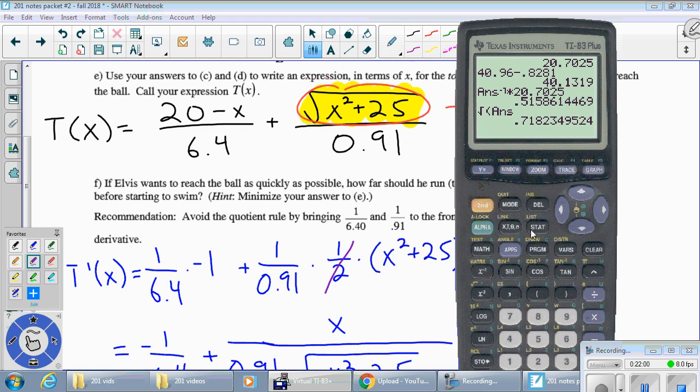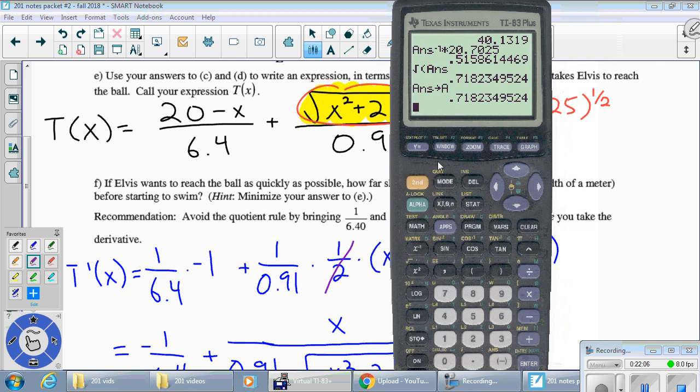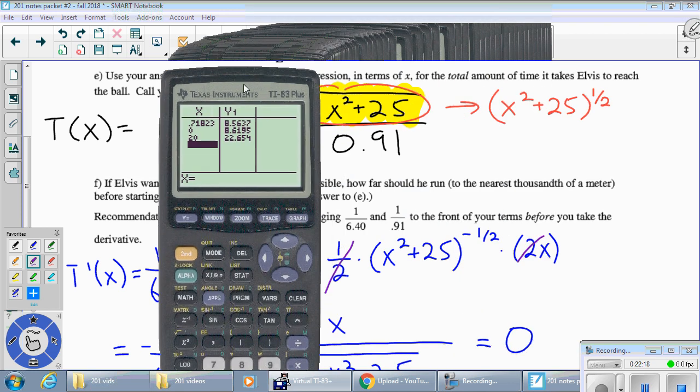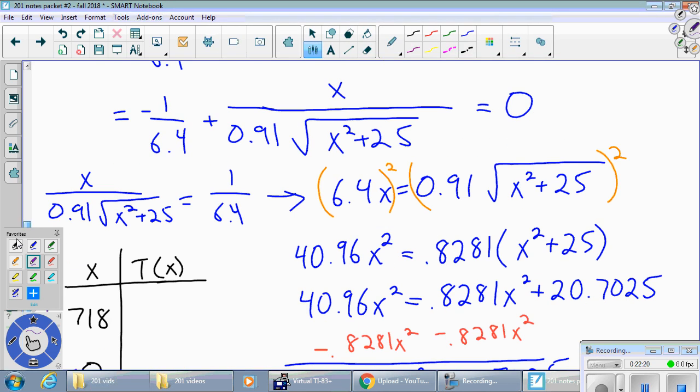Let's come over here and store this number right here. So I will store this as A, just so I don't have to retype it, and also so I can get the most accurate answer possible right here. So I just type alpha A, and it says, oh, 0.718 and change, you bet. 0 there, 20 there, those are the endpoints. So we're going to grab those numbers from the calculator.